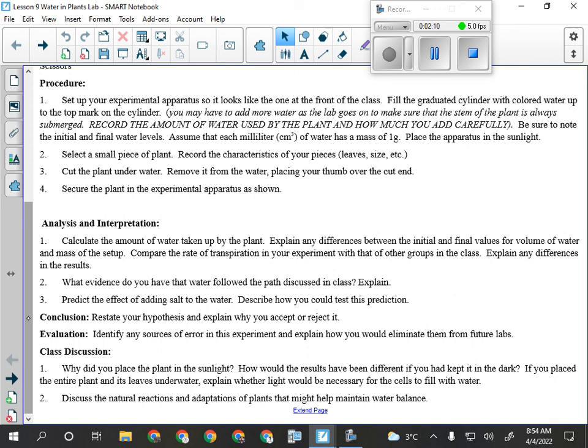Conclusion, same as always, restate your hypothesis, explain why you accept or reject it, so copy paste and then, you know, talk about what you saw. Was the dye in your leaf, okay, did the water volume go down, does that mean that you were right about how it transported its water, okay? Sources of error, think of anything conditional that might have gone differently in this classroom over the weekend that could have possibly affected the rate at which your plant may have transported water, okay? And then the class discussion, you don't have to do that. We'll talk about that when I hand back the labs, okay?